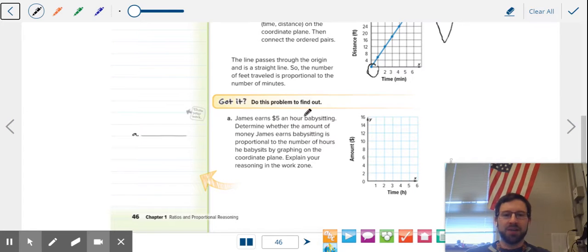James earns $5 an hour babysitting. Determine whether the amount of money James earns babysitting is proportional to the number of hours he babysits. So let's logically think it through. If he babysits for 0 hours, he makes $0. So far we're doing well, right? We start at the origin. If he babysits 1 hour, $5, 2 hours, $10, and 3 hours, $15.